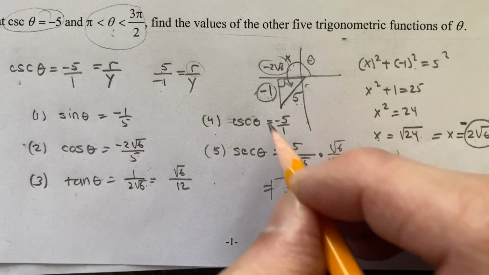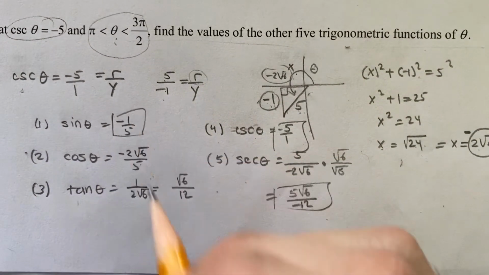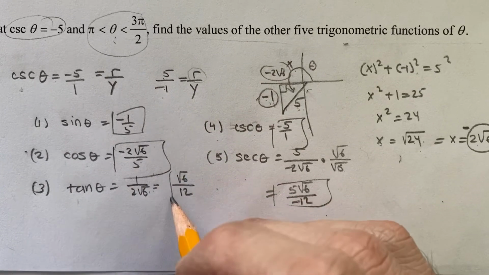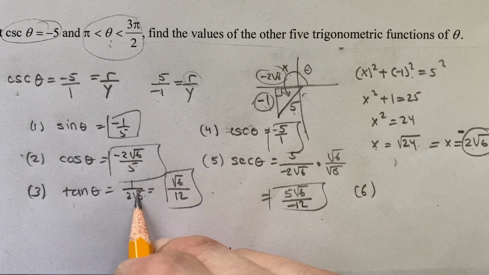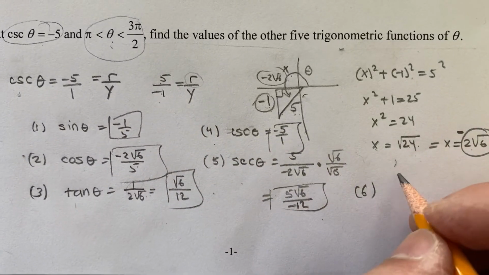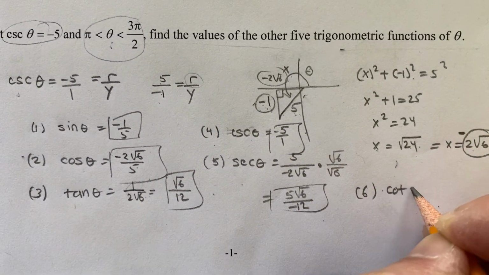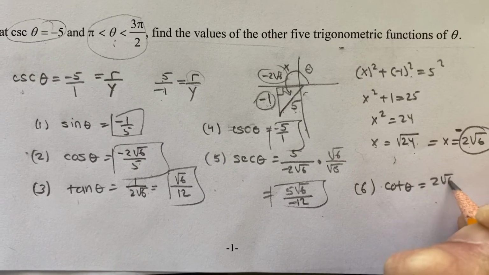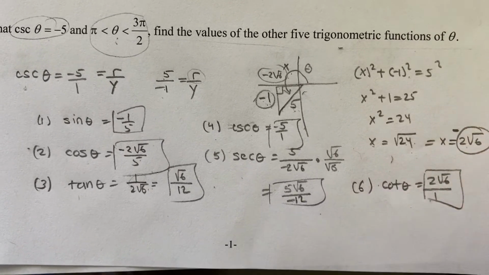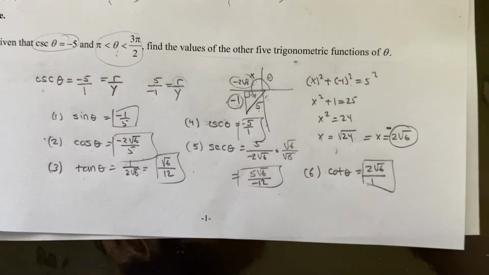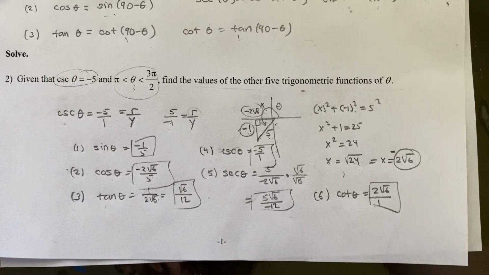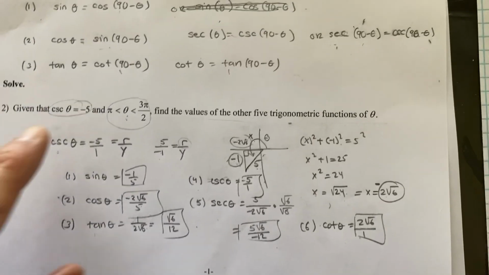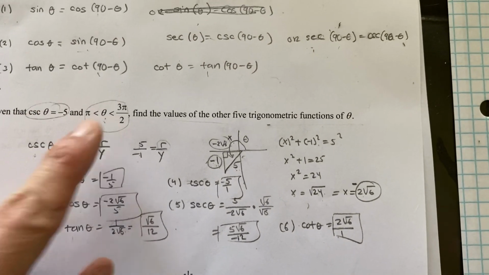And our very last one, of course, is cotan, right? Cotan would just be the reciprocal of this, which is 2 root 6 over 1. Okay. All right, so this is just a little review on finding your 5 other trig functions, depending on what trig function they give you, and then what quadrant theta is in.